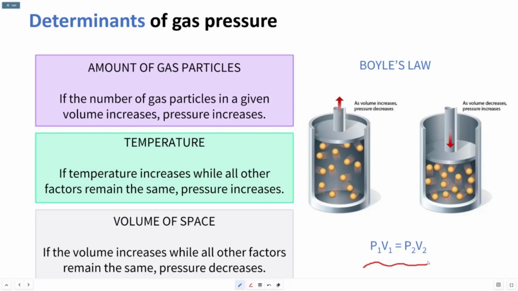Some factors that determine this are the amount of gas particles inside a chamber, the temperature, and the volume of space. If the temperature increases while all other factors remain the same, pressure increases. If the volume increases while all other factors stay the same, the pressure will have to decrease.